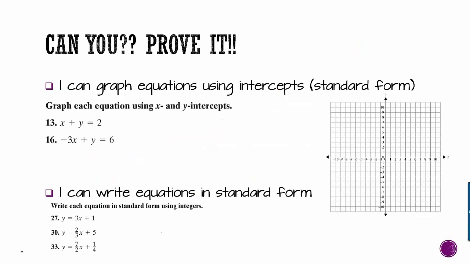So you should be able to graph equations using intercepts. So graph both of those problems on this graph over here. And then you should be able to write equations in standard form. You should definitely be able to do 27 and 30 and give 33 a try. It's just a little different. Make sure you write down any questions you have and we can go over them in class.